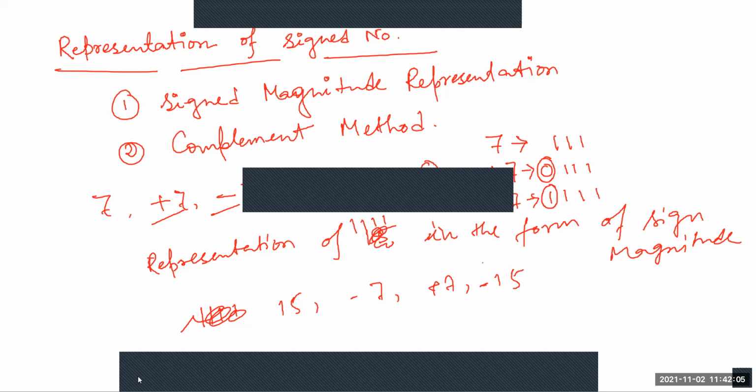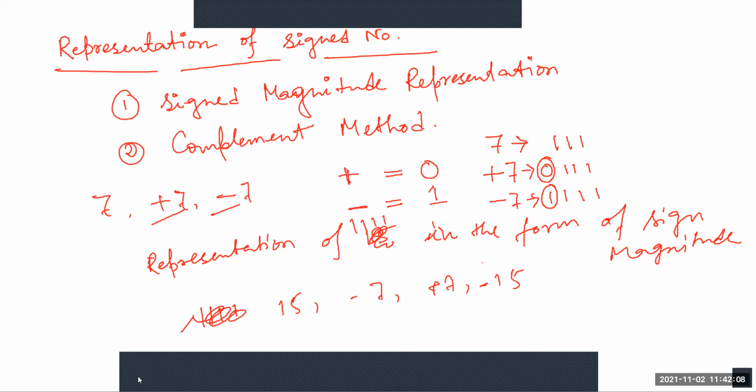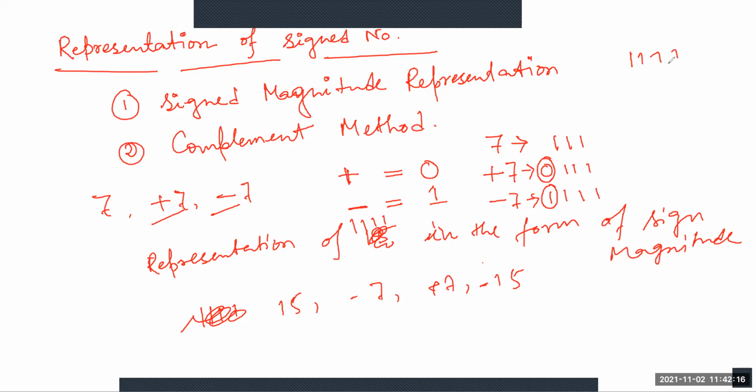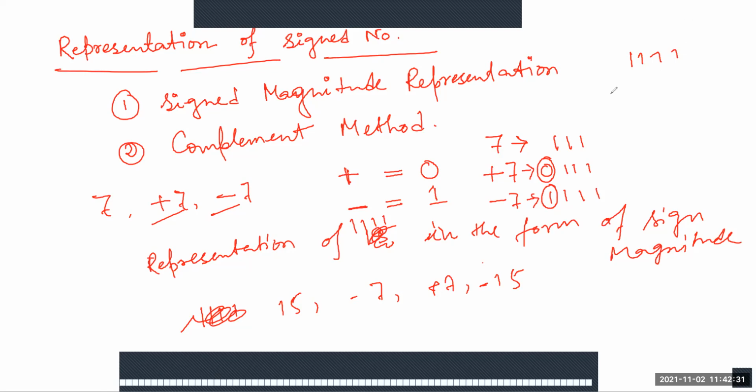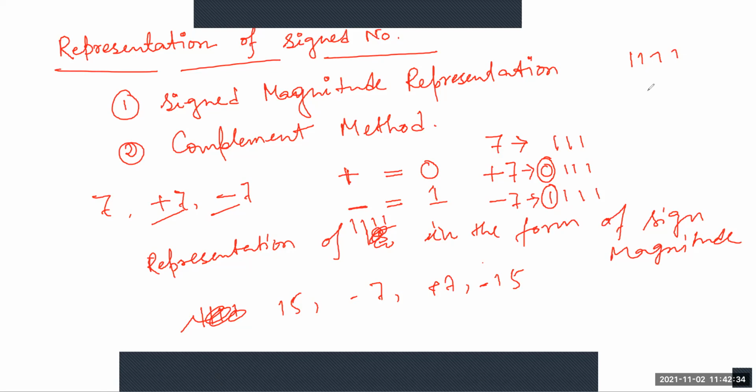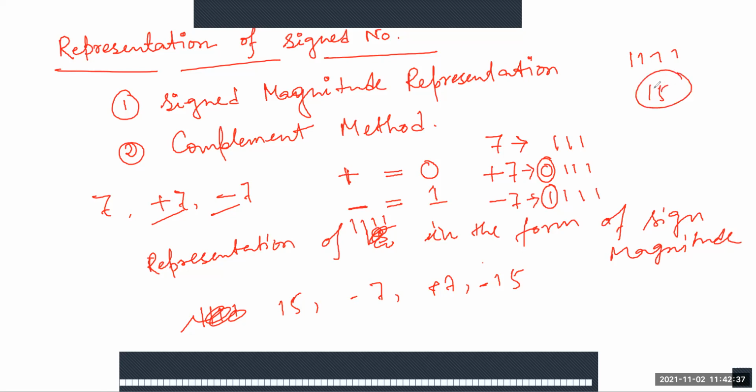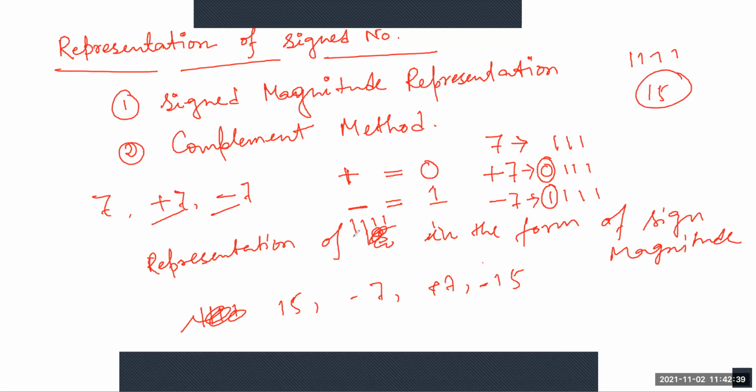There is a problem like that: representation of 1 1 1 1 in the form of sign magnitude. So normally 1 1 1 1 means what? This is in binary, but in decimal 1 1 1 1 means what? 15. I need a louder response, I am getting only one response. Sir, 15, sir. 15. 1 1 1 1 means in decimal it is 15. Okay, good. But the question is the representation of 1 1 1 1 in the form of sign magnitude.